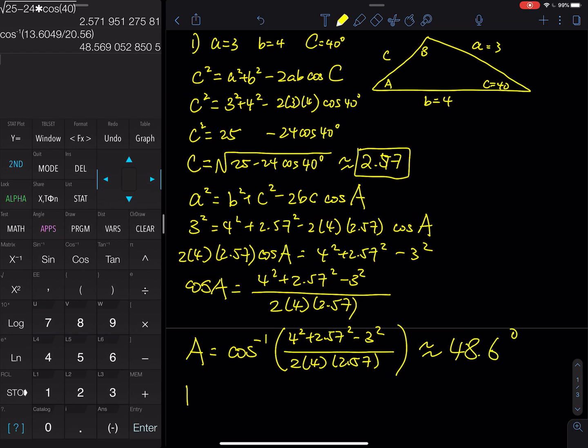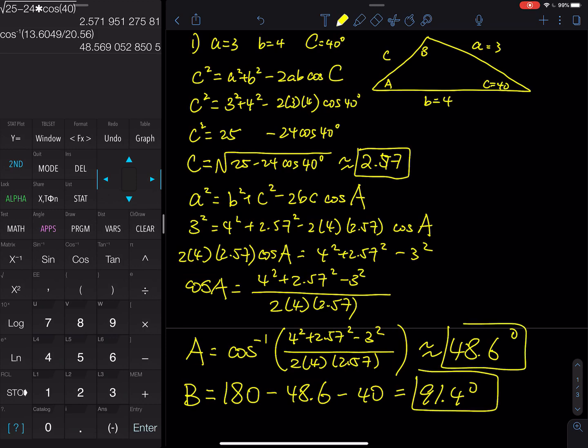So to solve for B, I have to use the sum of the 3 interior angles, 180 minus 48.6 minus 40. So that gives me 91.4 degrees for angle B. So that answers this question.